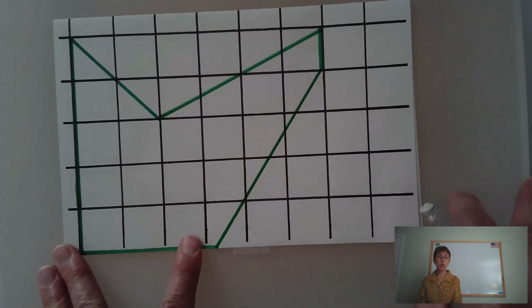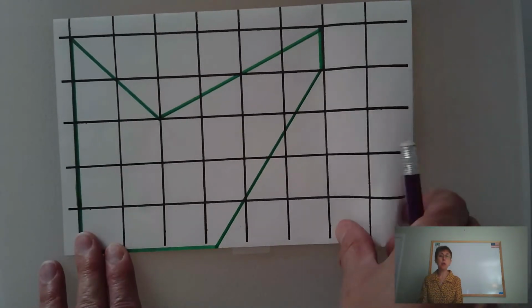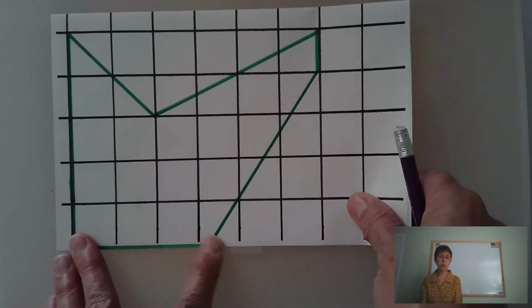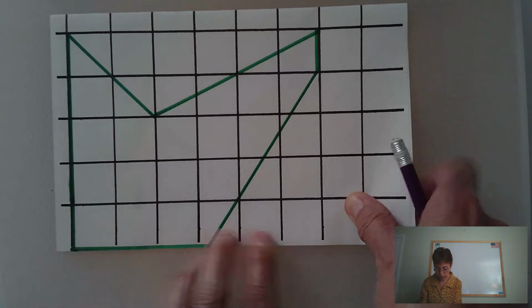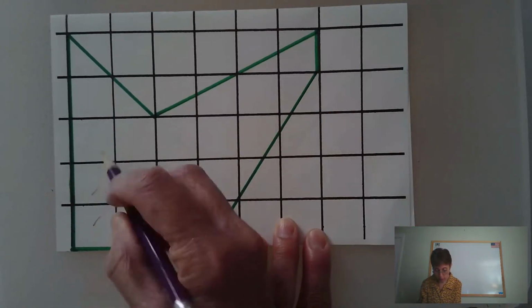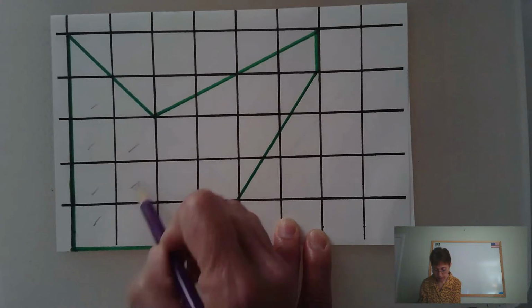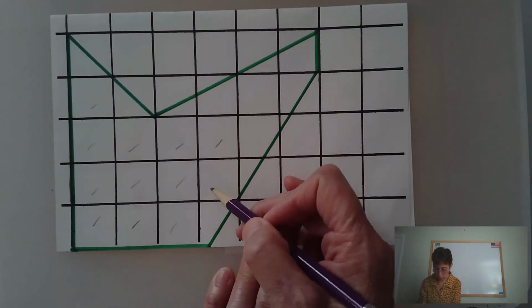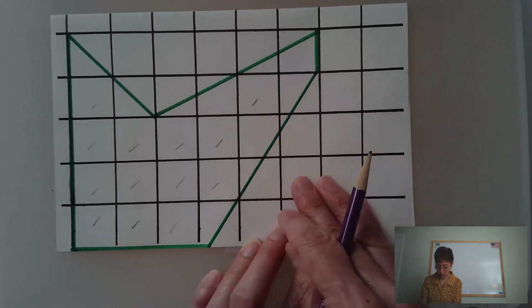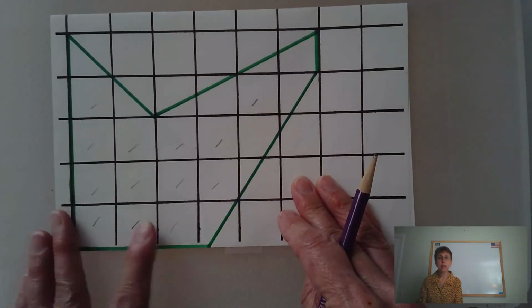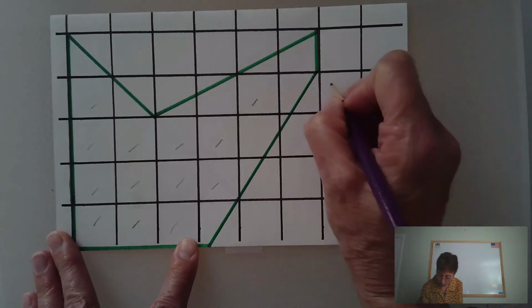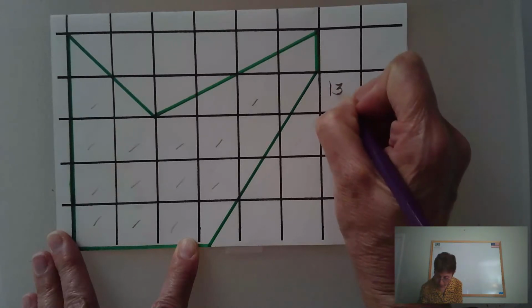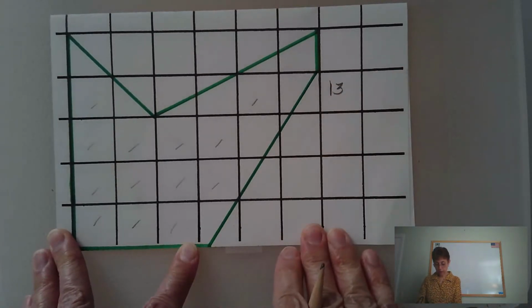Again, we're going to start out by counting up the number of whole squares that are in this figure. And so we have 1, 2, 3, 4, 5, 6, 7, 8, 9, 10, 11, 12, 13. Okay, so there we have exactly 13 whole squares. Then we can take a look.